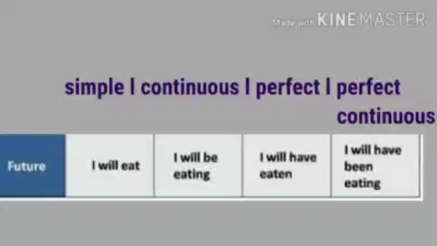Now the last one, future perfect continuous. I will have been eating, means we have the subject plus will or shall plus have plus been plus the ing form of the verb. So it becomes I will have been eating.